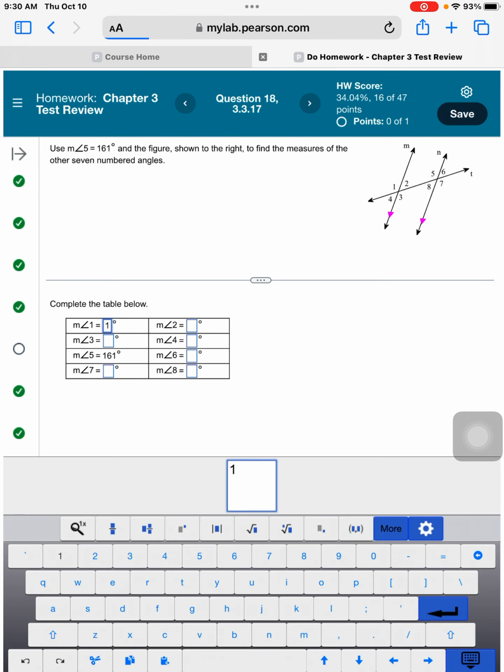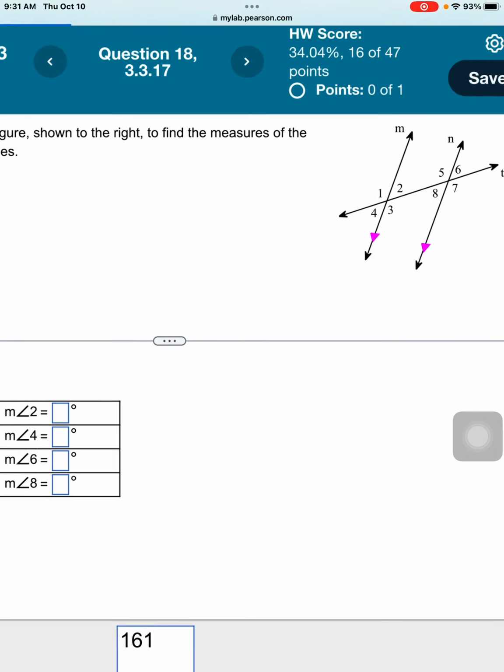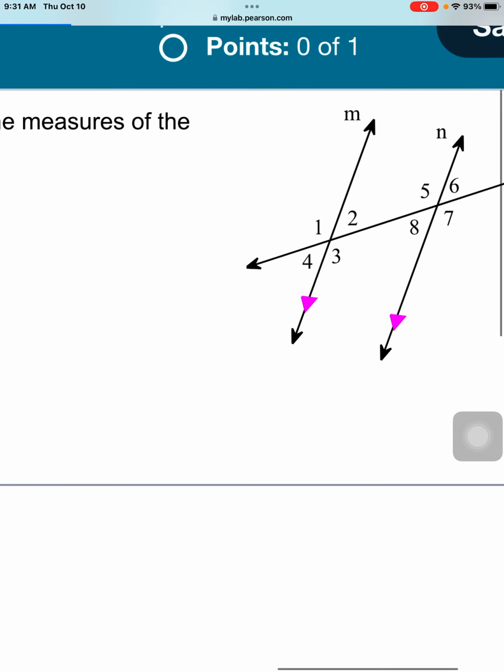1 is 161. 7 is 161. And 3 is 161. Now, the other angles, 2, 4, 6, 8.